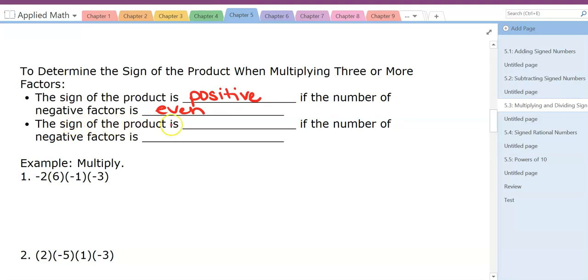Now, if the sign of the product is negative, so if your final answer is a negative number instead, that means the number of negative factors you had was odd. So you had 3 of them, or 5 of them instead.